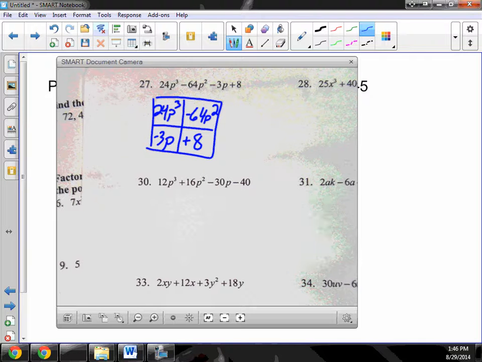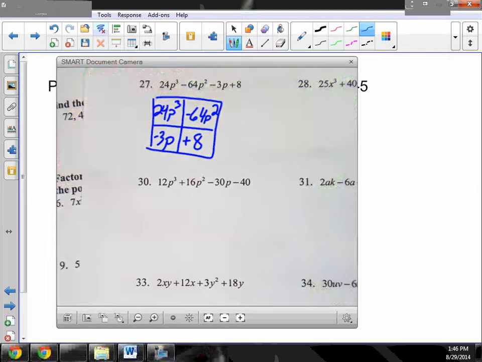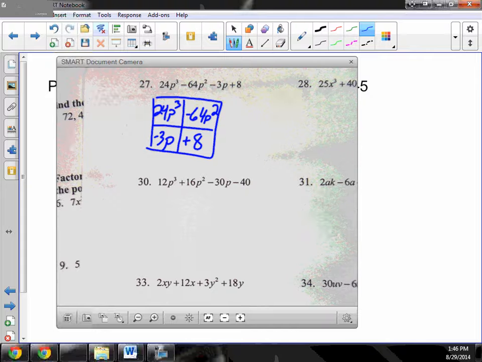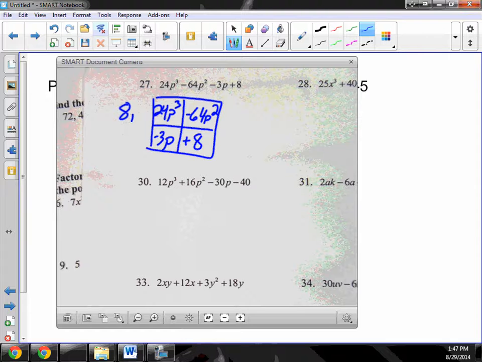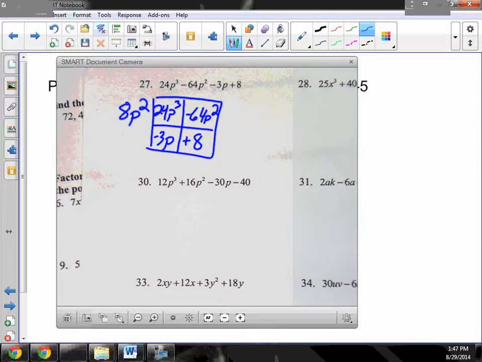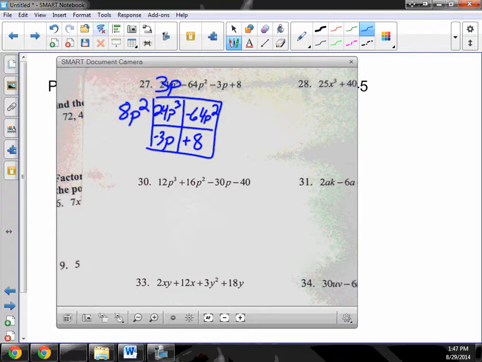What does the top row share? 2. Anything bigger? 6 does not go into 64. 8 is the biggest. How many p's? There are 5 total, but how many do they share? 2. So 8p squared. If I take an 8p squared out of this, what's left? 3p.